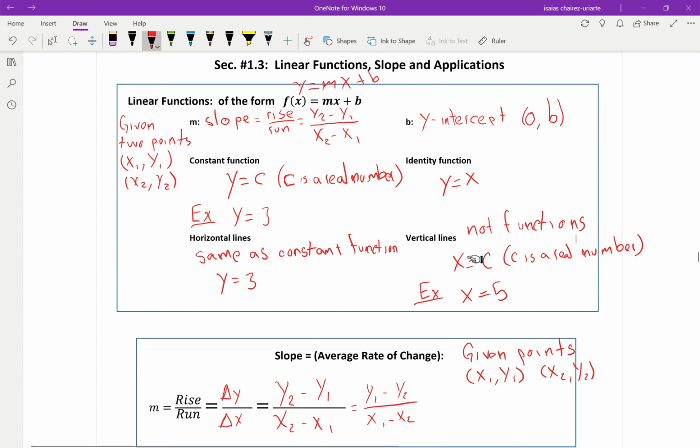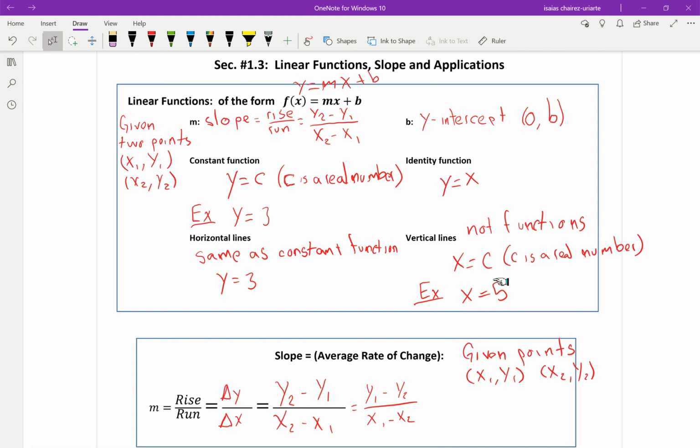Their equations are x equals some real number. So for example, x equals 5. That's an example of a vertical line. So keep vertical lines and horizontal lines, keep the difference in mind. For horizontal lines, it's y equals some real number. For vertical lines, it's x equals some real number.